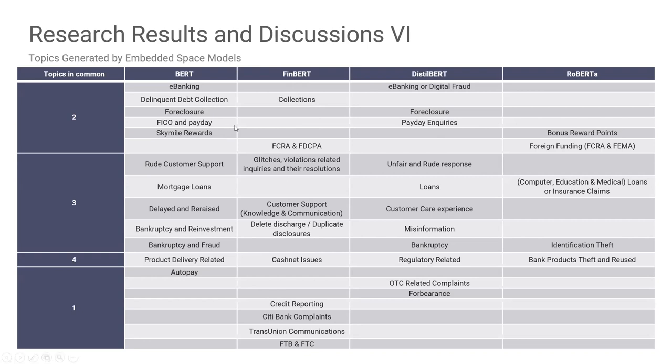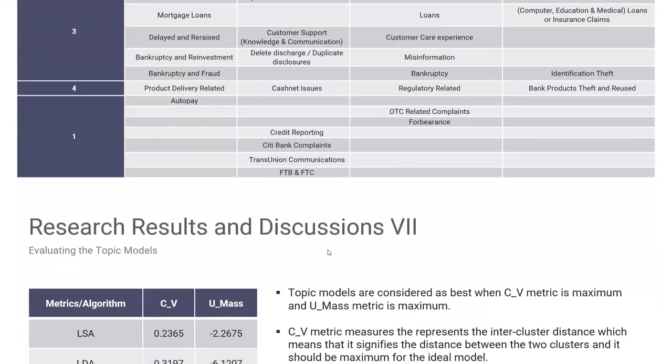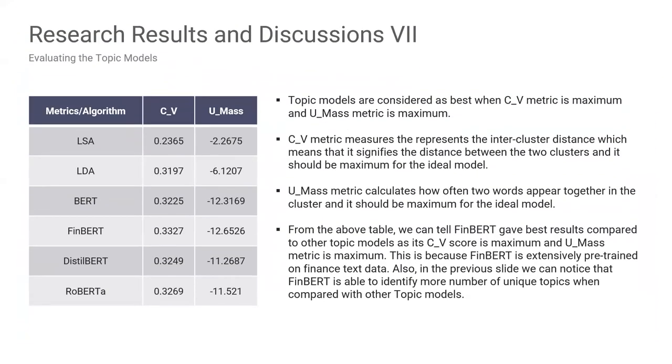And overall, these models are better than your LDA and LSA, right? So now when you compare the CV and UMass metrics, you can see that for LSA and LDA, the CV is higher, it is better. So now you can see that FinBERT has a CV of 0.33, right? Better than even the BERT model, all right?